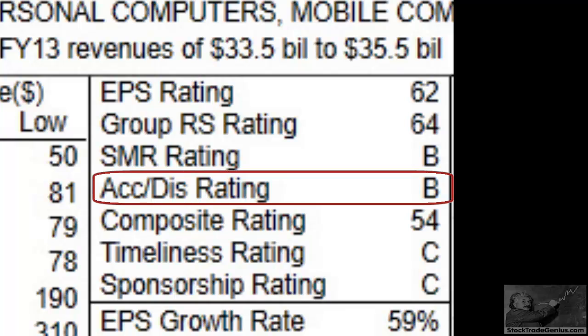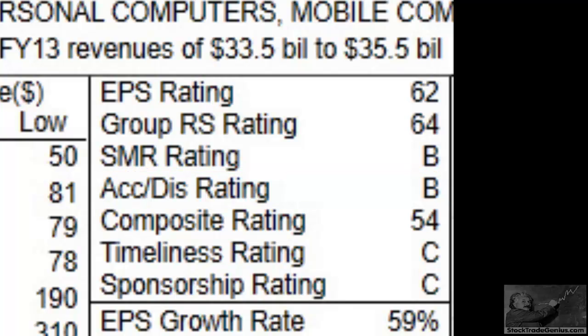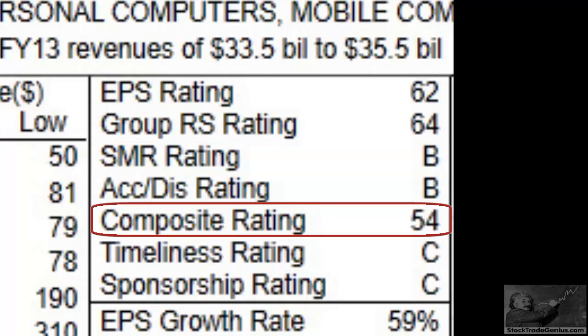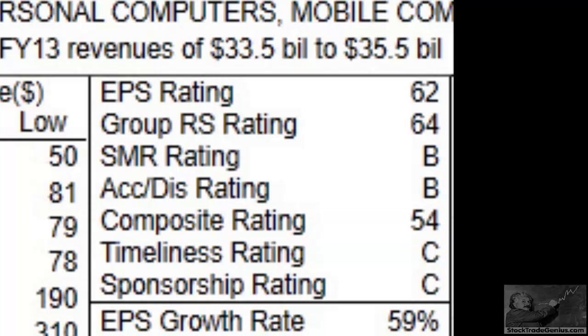There's an accumulation distribution rating. This is how much is being bought versus how much is being sold. Well, it's a B, so it's getting a B. That's not bad. A is the best mark you can get. SMR, sales, margins, and ratios, pretty good. Composite rating. This is Investors Business Daily taking it all together and coming up with something called a composite rating, and they give Apple a 54. Now, the best rating you can get is a 99, so it's a long way from that.